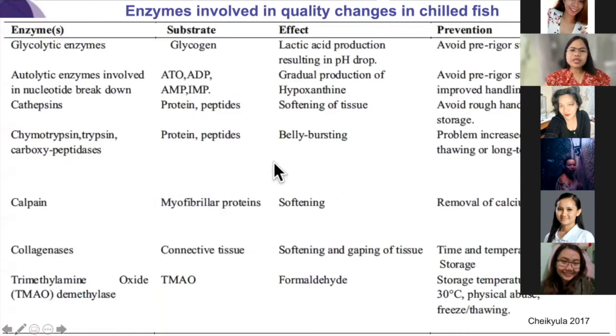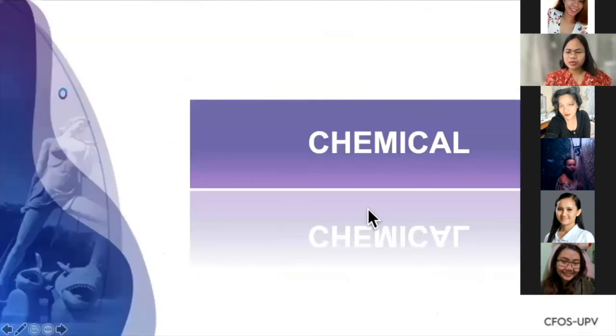So in summary, these are the enzymes that are involved in the quality changes in chilled fishes. So ito yung enzyme. Take note, ito yung substrate nila. And then ito yung effect. And these are the prevention strategies. Okay, nakikita niyo yung cursor ko? Alright, so teka, i-check ko din yung time. Baka masyado tayong nag-o-overtime.